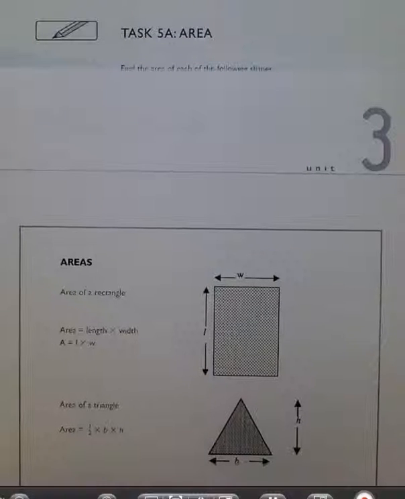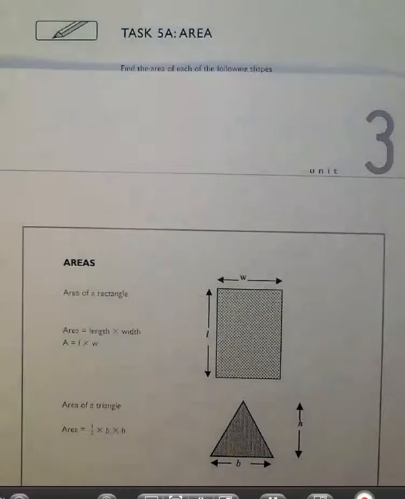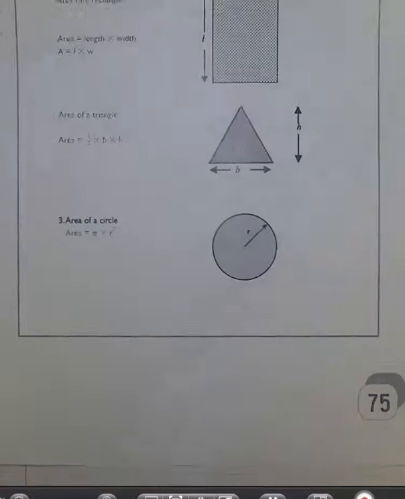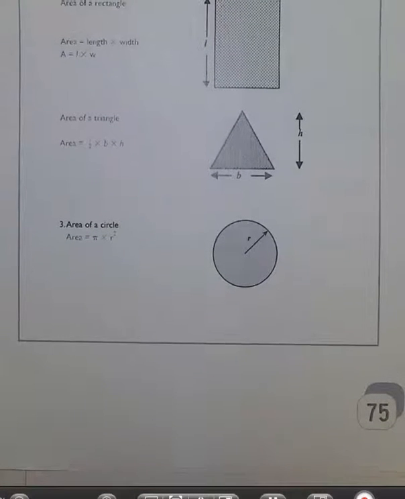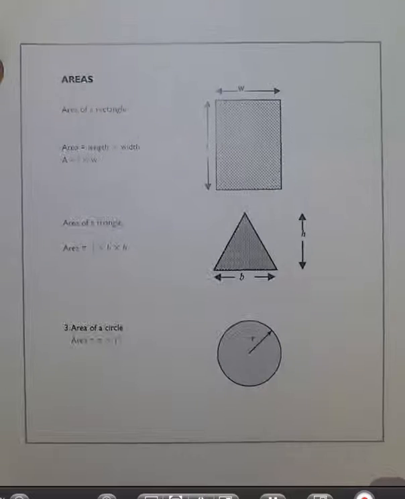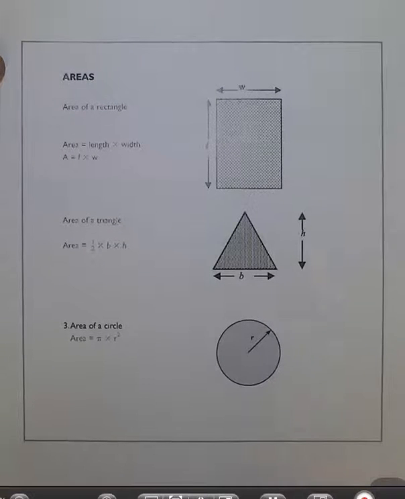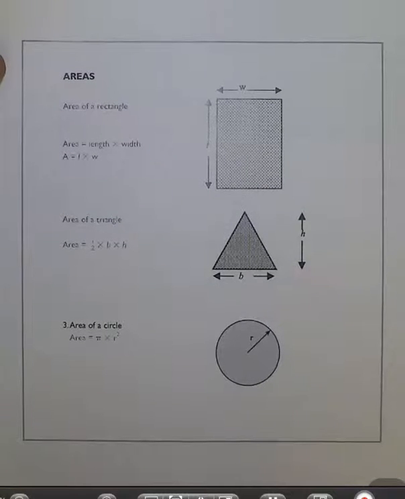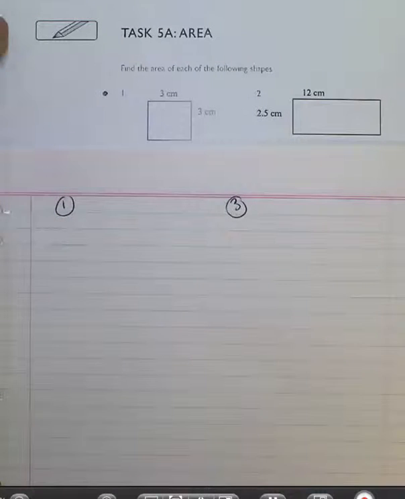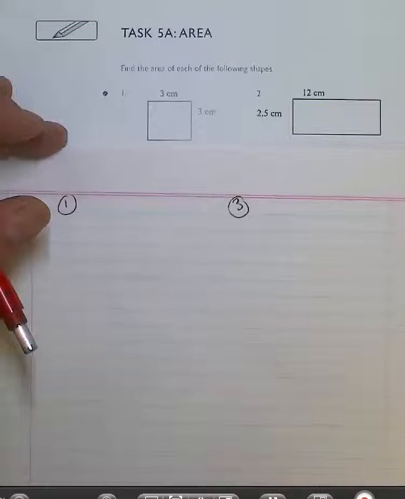Before starting task 5A, you'll have noticed that there's a set of 3 commonly used area formulae on page 75 of your book. It might pay at this point to pull that out and have that with you as you attempt these problems. Now in task 5A, we're looking at the areas of some regularly sized shapes.